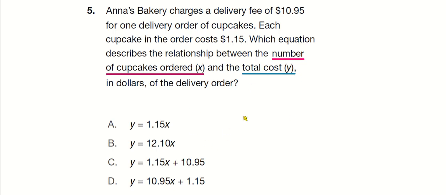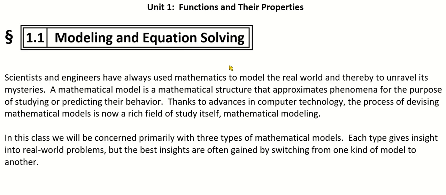We're modeling things with, well, one of the ways we model situations is with an equation just like this. And of course, if there's a one-time delivery fee, and y is the total cost, and x is the number of cupcakes, it's got to be C. You'd multiply the number of cupcakes by $1.15, but also add $10.95. Anyway, back to the notes.